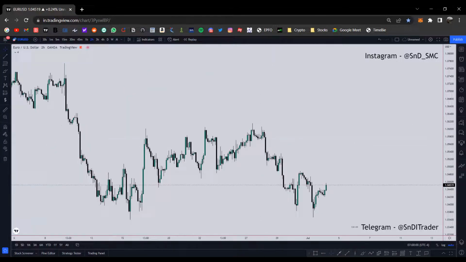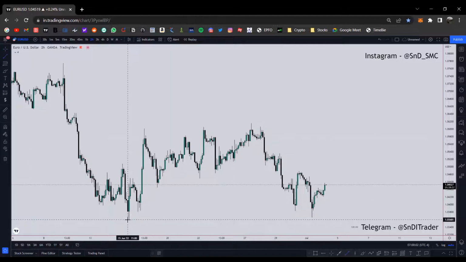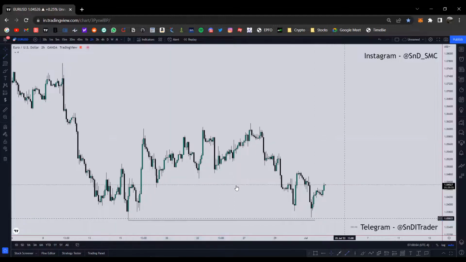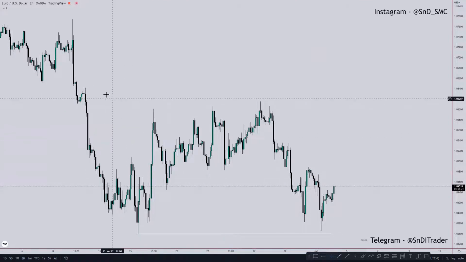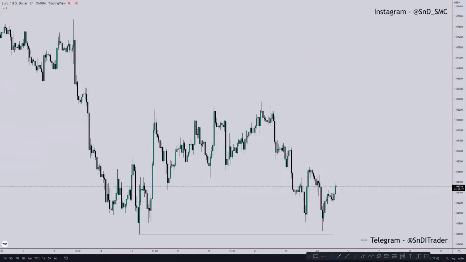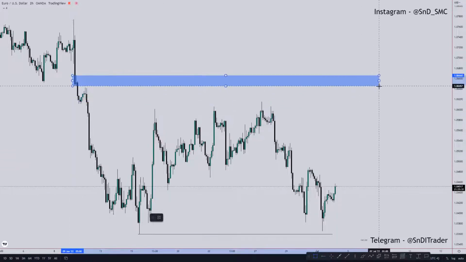So this last low has taken out this liquidity. Okay, this last low has not taken out this liquidity here. And what we have here, we have this base just around the breaker zone. So I will select this base as my point of interest.